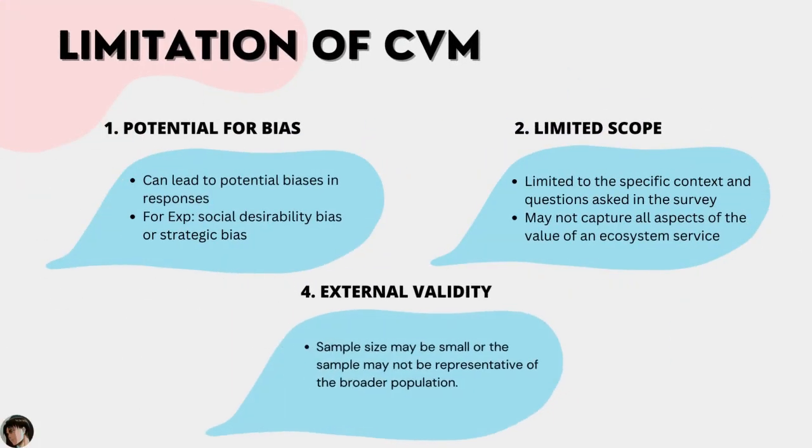Okay, next for the limitations of CVM. Some of the limitations of CVM are the potential for bias, especially in responses, for example, social desirability bias or strategic bias. The second one is the limited scope of content and questions asked in the survey, which does not capture all the aspects of the value of an ecosystem service. Lastly, external validity. The sample size may be small or the sample may not be representative of the broader population.